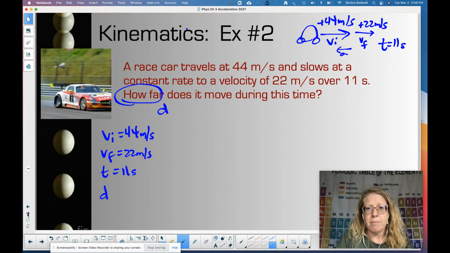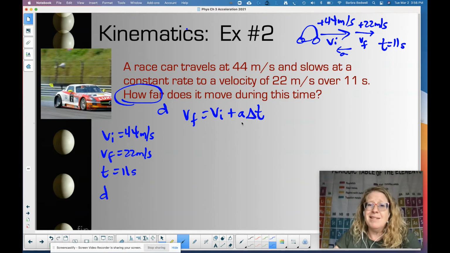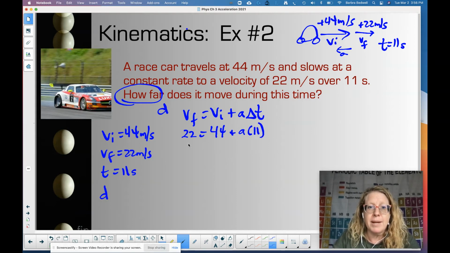So hold on, there we go. VF equals VI plus A delta T. That's the equation that I can use to find my acceleration, since I don't have it yet. Okay, fine, let's do that. VF is 22. VI equals 44. Make sure that you plug them in the right spot. It's important. Plus a times 11, because my time was 11. Make sure that you plug them in the right spot.